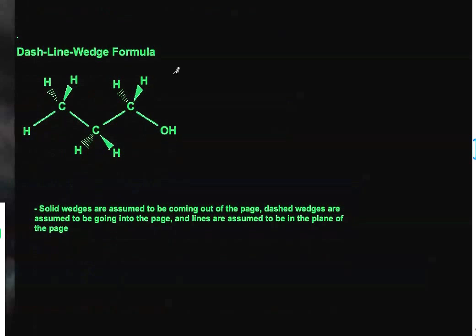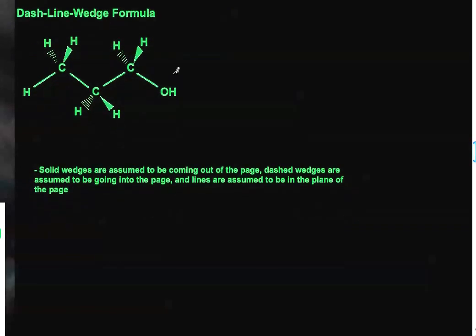Next is the dash line wedge formula. Some key notes that you need to remember on this formula are that these dashed wedges should be read as if it's illustrating a bond going back into the page, whereas the solid wedges, such as this one, should be viewed as if it's something coming out of the page at you. And these straight lines, as shown between each of the carbon-carbon bonds here, and the carbon to OH bond here, should be viewed as if they're in the plane of the page.